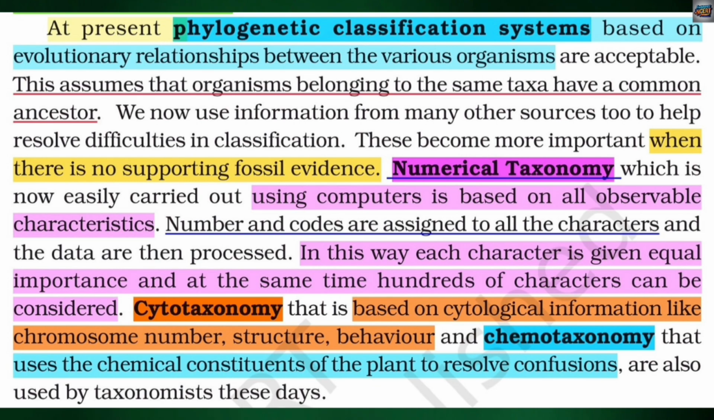Numerical taxonomy, which is now easily carried out using computers, is based on all observable characteristics. Numbers and codes are assigned to all the characters and the data are then processed. In this way, each character is given equal importance and at the same time hundreds of characters can be considered. Cytotaxonomy, that is based on cytological information like chromosome number, structure, behavior, and chemotaxonomy that uses the chemical constituents of the plant to resolve confusions, are also used by taxonomists these days.